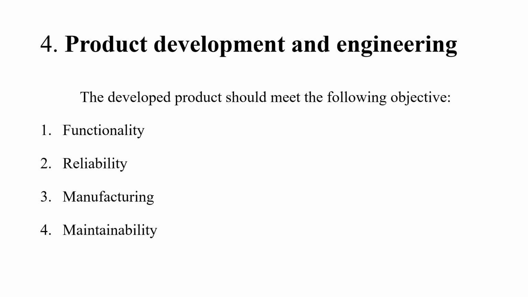Fourth one is maintainability. While producing the product, we have to check that to maintain the product, the customer should not invest more money. He should not spend more money in maintaining that product.